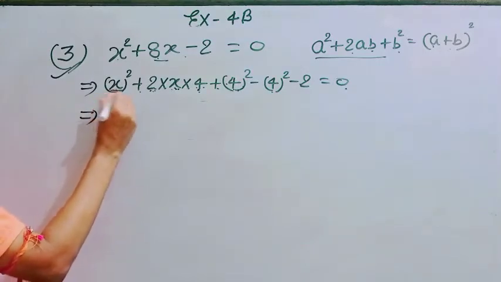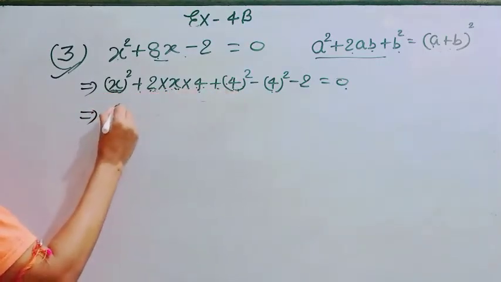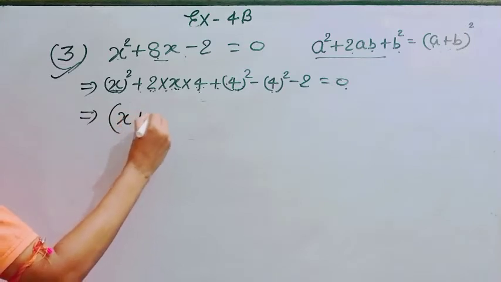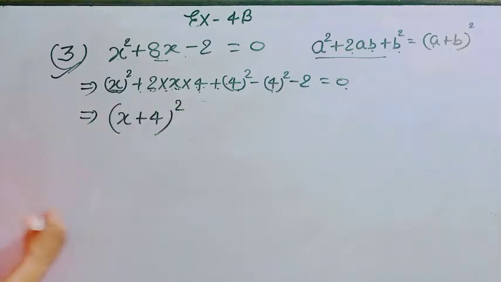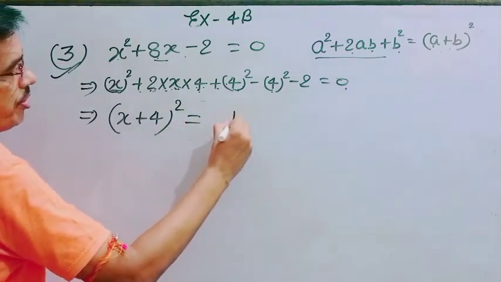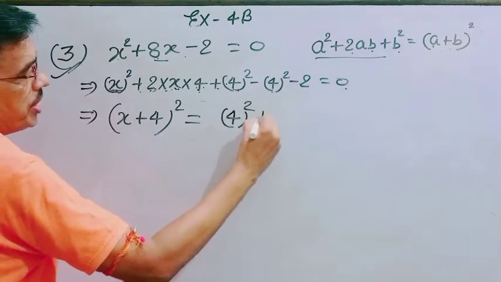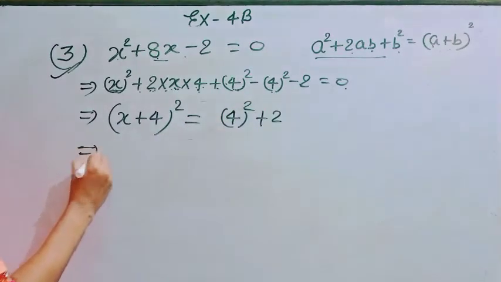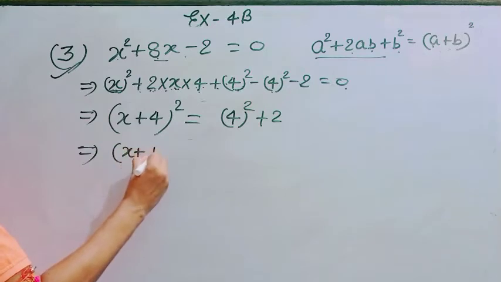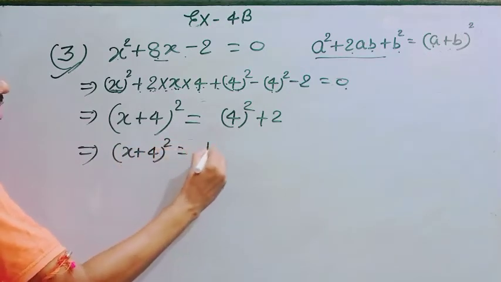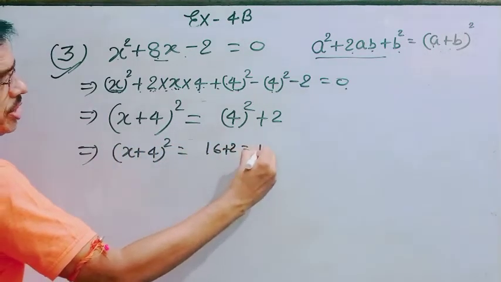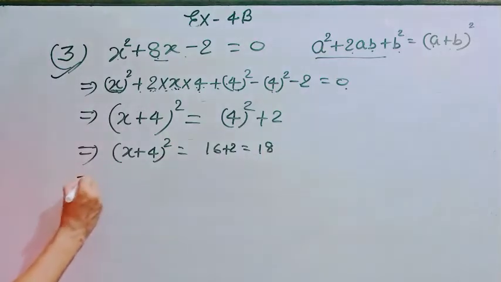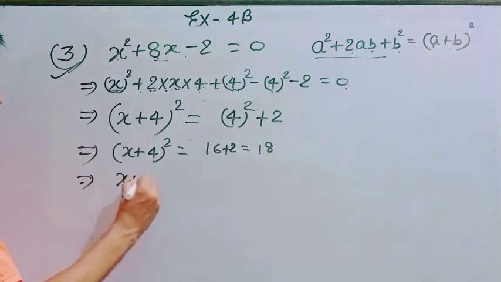After that, a square plus 2ab plus b square means (x plus 4) whole square, and it is equal to 4 square plus 2. Next step, (x plus 4) whole square is 16 plus 2, that is 18. Then what is the value of x plus 4?